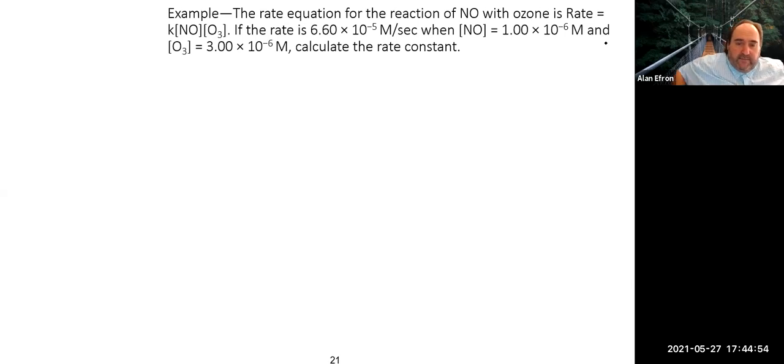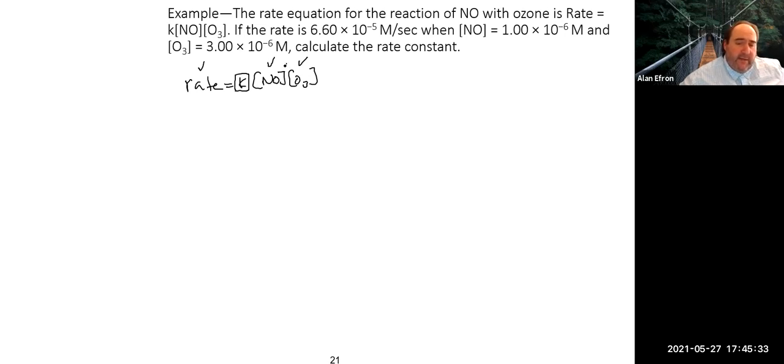So here, the rate equation for this reaction of NO with ozone is the rate is equal to k times the concentration of NO and O3. If the rate is 6.6 times 10 to the minus 5 molar per second when the concentrations are there, what is the rate constant? So in this particular case, they actually gave us the rate law, which is the rate is equal to k times NO and O3. We have the rate given to us. We have the concentrations of these given to us. We can rearrange this equation and solve for k, which is the rate constant.